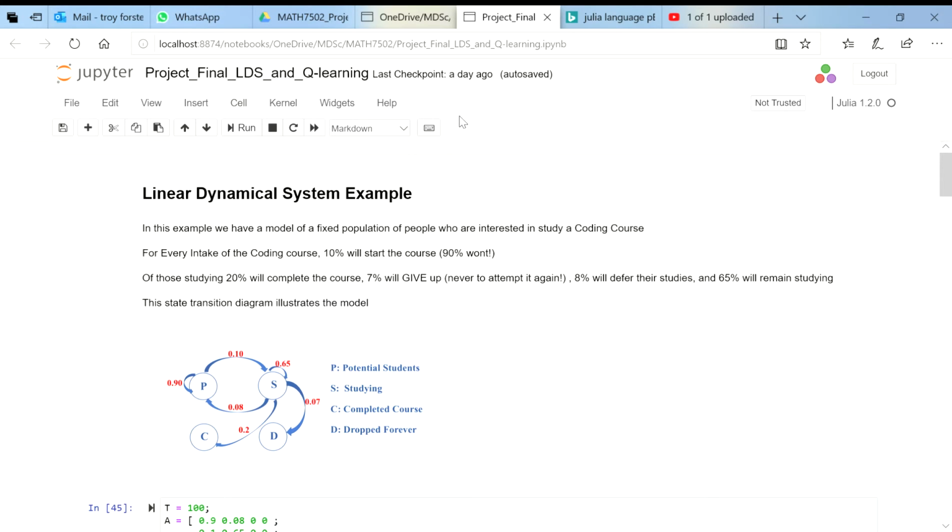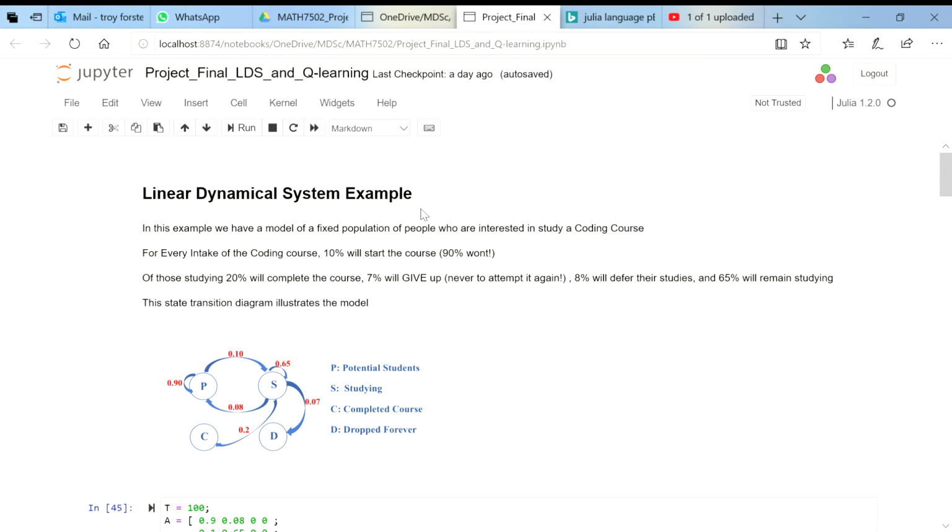Hi, today we're going to go through a couple of examples of Markov systems. The defining feature of Markov systems is that as you move from state to state, the next state depends only on the current state and not on any of the previous states. So we're going to have a look at two examples.